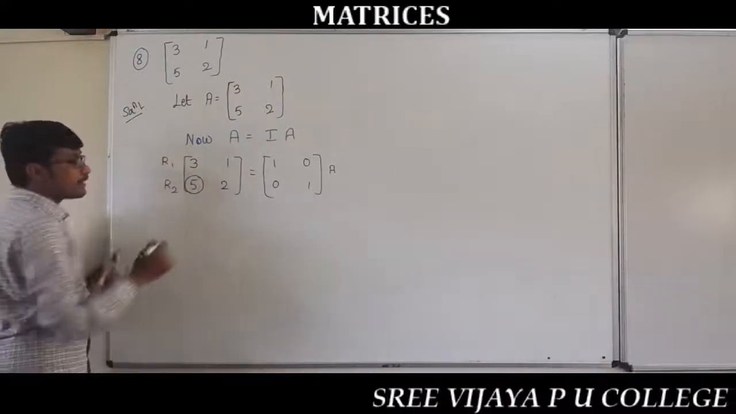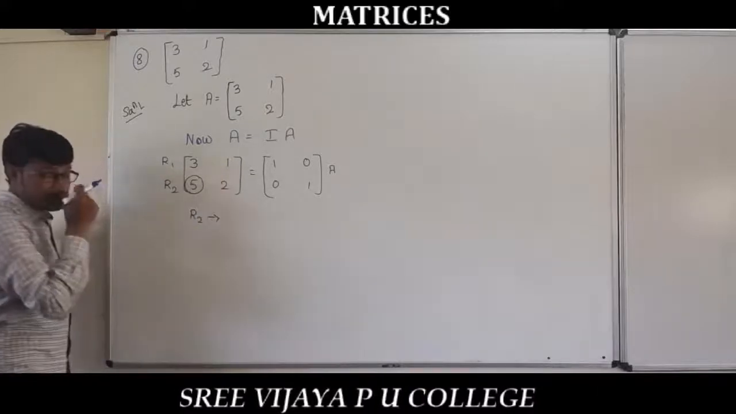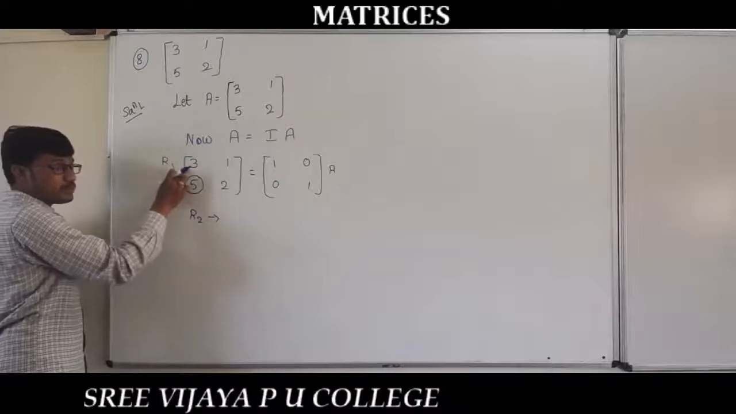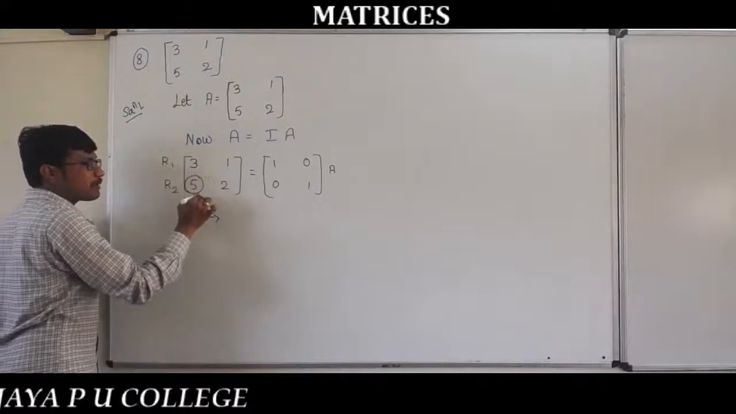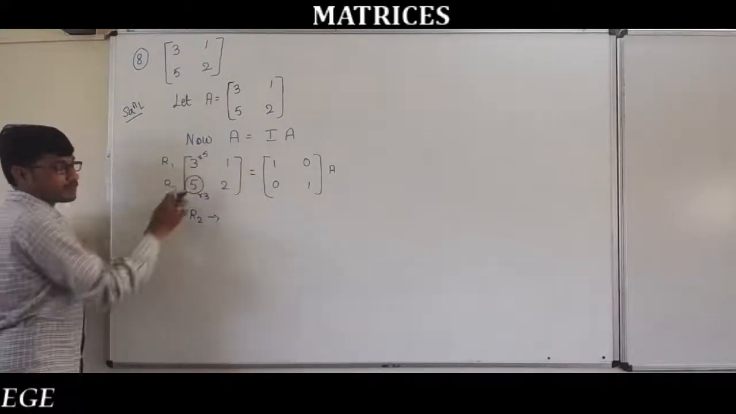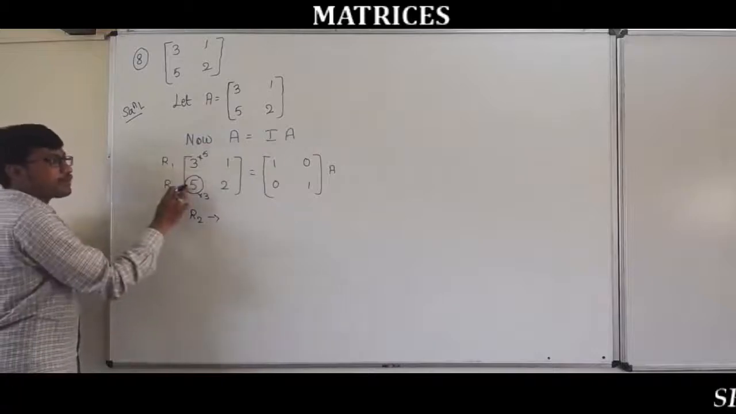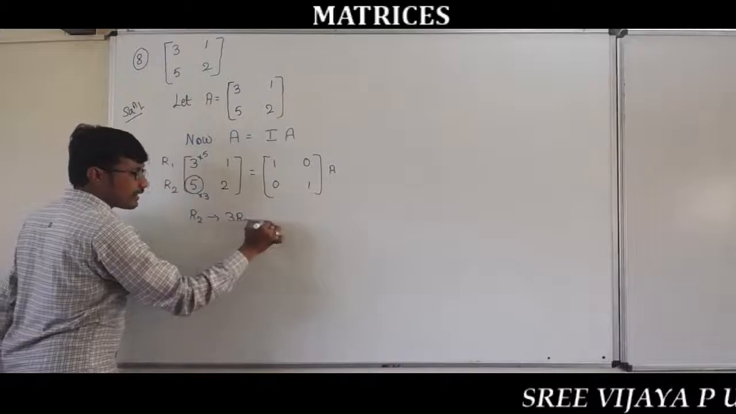To make the element 5 a 0, you can change R2, right? So how can you change? You can subtract these two, meaning you should make these two equal. For this, multiply by 3, 3 fives are 15. For this, multiply by 5, 3 fives are 15. So 15 minus 15 becomes 0, right? So for the element of R2, you can multiply with 3. That is 3 times R2 and subtract.